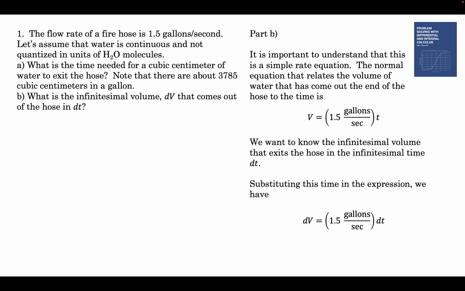And that's the answer. The flow rate, dV/dt, is 1.5 gallons per second. So dV is 1.5 gallons per second times dt. That's problem 1. Straightforward. You understand infinitesimals. It's not magic.